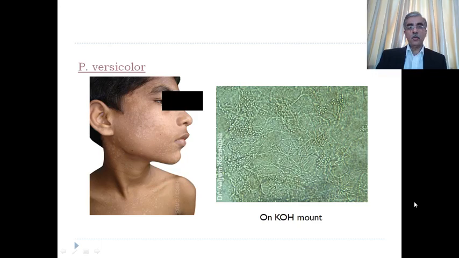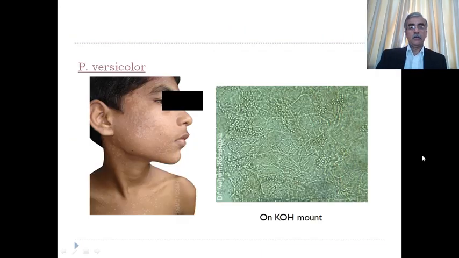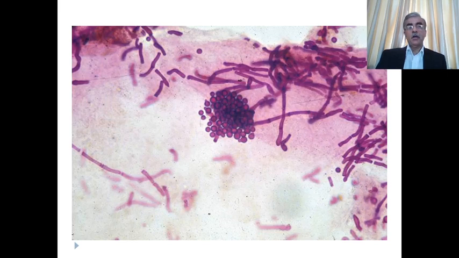Then the KOH mount. In the KOH mount we can see these small dot-like things which are the yeast form, and these are the mycelial form, constituting the spaghetti and meatball appearance, which is specific for this fungal infection in the diagnosis. Then this is another picture in which the mycelial form and spores can be seen in a spaghetti and meatball appearance.